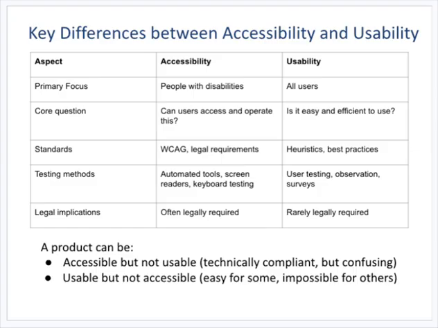So we can say that a product can be accessible but not usable. Like the product can be technically compliant but confusing to use. Similarly, it can be usable but not accessible. Like easy for some, impossible for others.